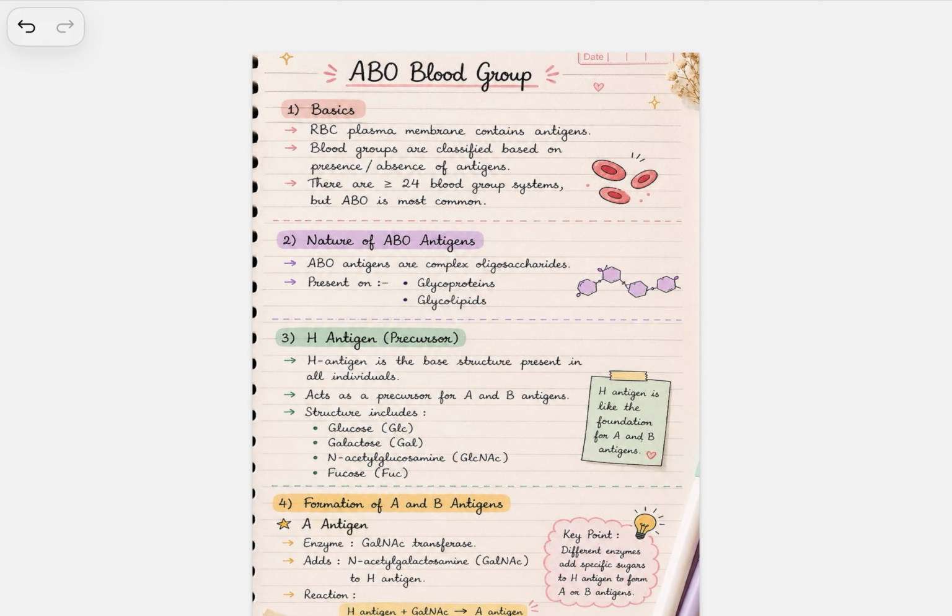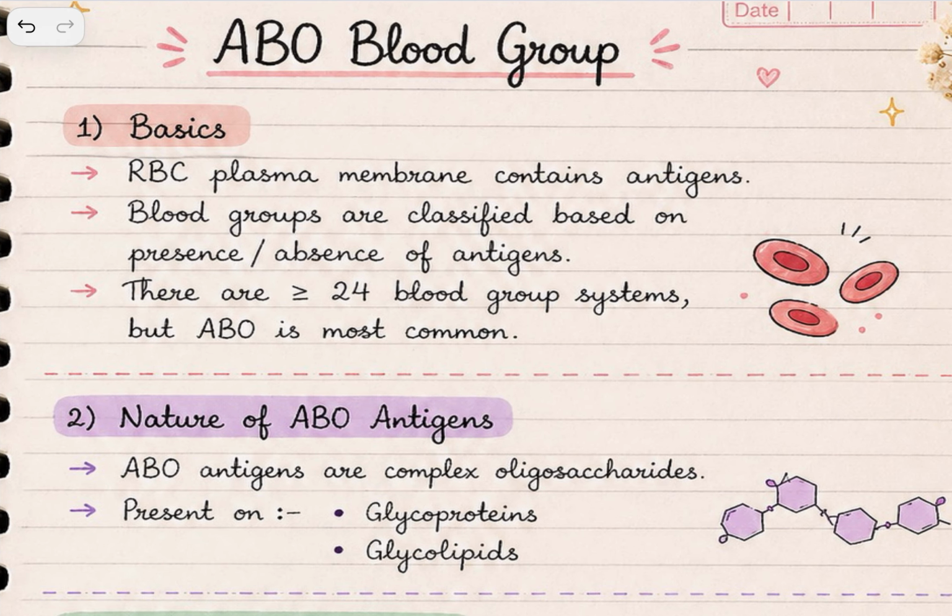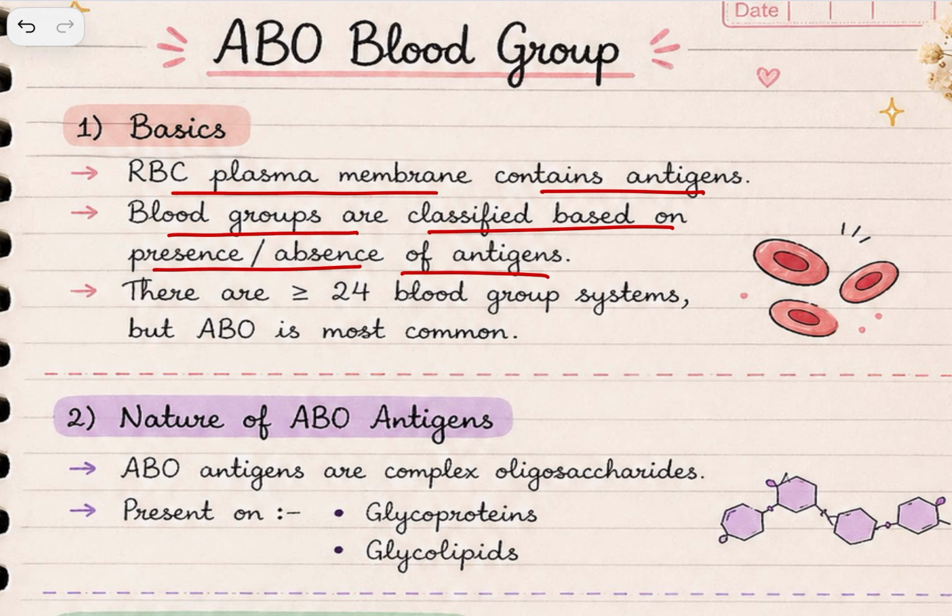So today's topic is ABO blood group. So let's start. The RBC plasma membrane contains antigens. Blood groups are classified based on the presence and absence of these antigens. There are more than 24 blood group systems, but ABO is the most common one.